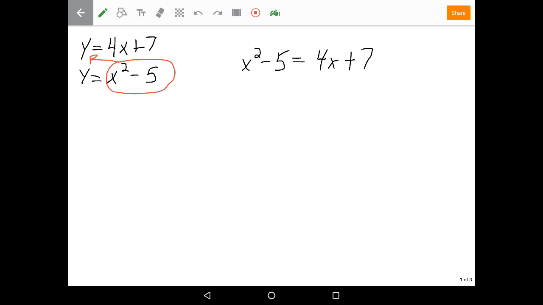Now I'm going to move everything to one side. So I'm going to subtract 7 from both sides. And I'm going to subtract 4x from both sides.